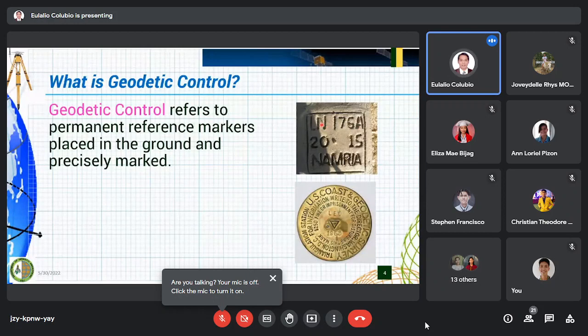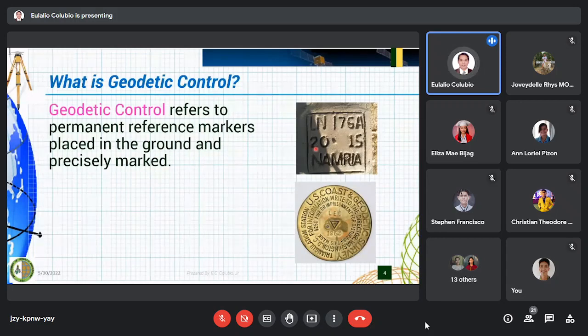Only two letters on our control monuments, established by number. That means this monument is a vertical geodetic control monument. If there are three letters, the letters pertain to the province where the monument is located. And then here is the control number, the height for the others, and the year established by the agency. Here the establishing agency is NAMRIA.